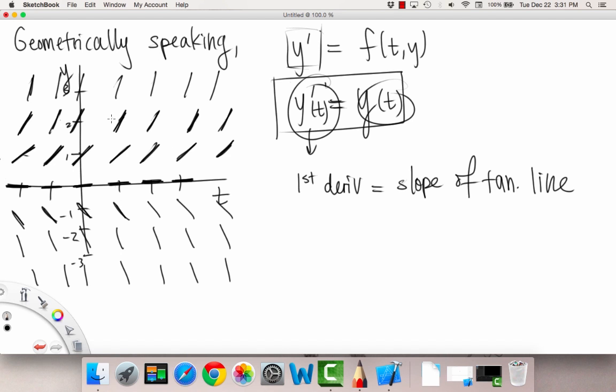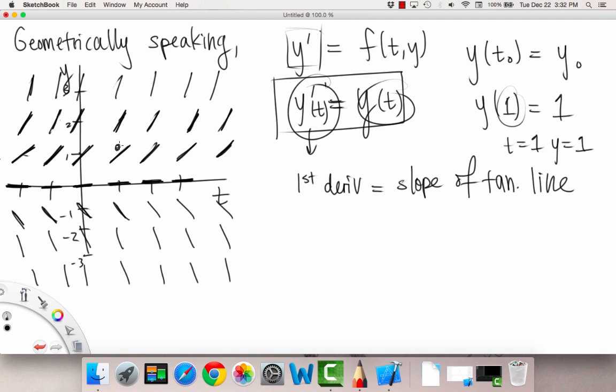That's what I just did here. But if we were to have some kind of initial condition, such as y of 1 is equal to 1, then our t is equal to 1 and our y is equal to 1, so we're at the point (1, 1). We're right here. This is our initial condition, which allows us to graph a specific curve in between all of these tangent lines. The graph I'm drawing would be our particular solution. Let me draw it nicely.